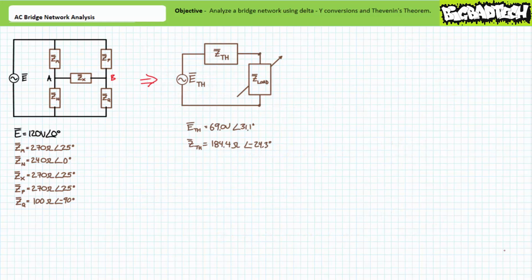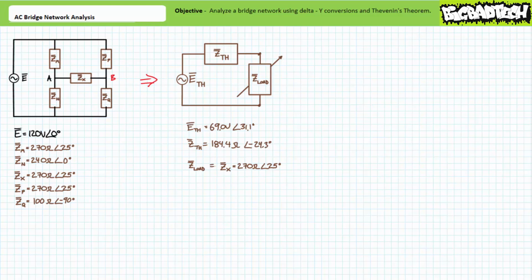When bridge impedance Zx is our load of interest, the Thevenin's equivalent circuit seen by the load is the series combination of ETH, the Thevenin's equivalent voltage, at 69 volts at an angle of 31.1 degrees, in series with the Thevenin's equivalent impedance ZTH at 184.4 ohms at an angle of negative 24.3 degrees. All we need to do now is substitute our load of interest, in this case, impedance element Zx. Z load is 270 ohms at an angle of 25 degrees.